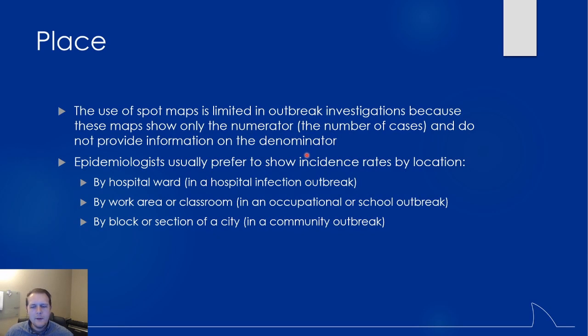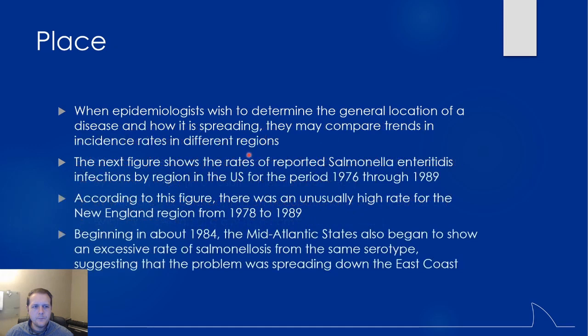Using spot maps can be limited because at that point we only know the numerator. We only know the number of cases we have, but not necessarily the total number of people that could have been exposed. So what we normally would prefer is to show incidence rates by location. We may show it by hospital ward, so we can look at a hospital infection outbreak in a particular area of the hospital. We can do it by work area, classroom, or a certain section of a city, so you can look for more community outbreaks.